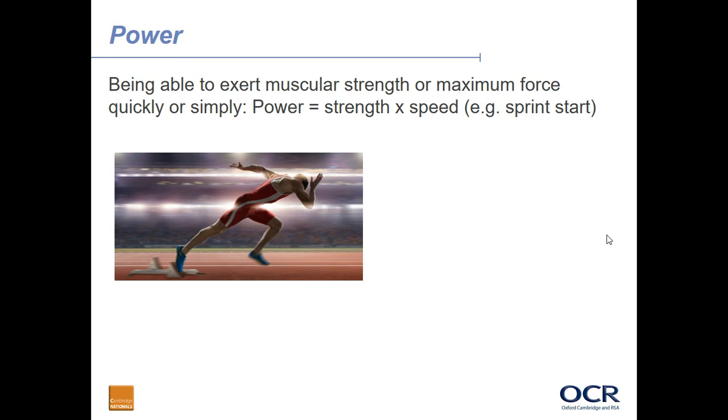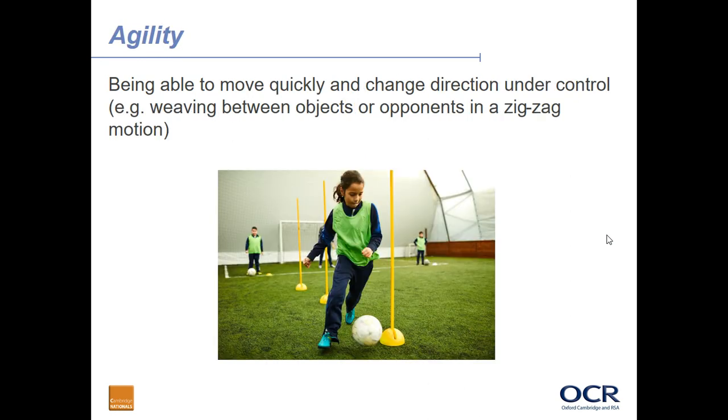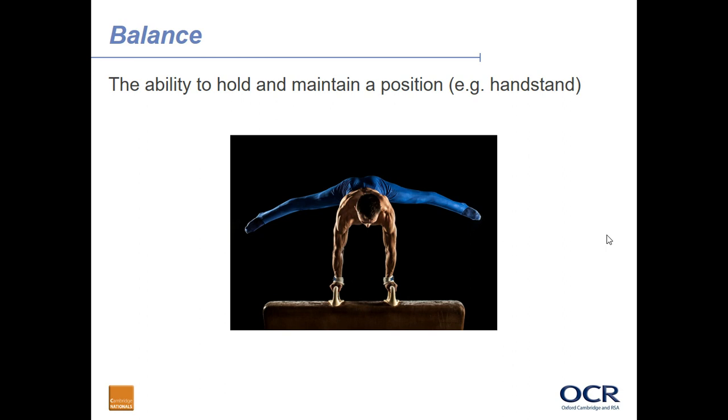Power, which is the combination of speed and strength. Agility, being able to change direction at speed quickly. Balance, being able to hold and maintain a position, and you can get a lot more technical definitions than this. There are different types of balance as well, like static and dynamic. This is an example of a static balance when you're holding yourself in one position and staying still, but dynamic balance could be snowboarding, skiing, skateboarding, where you're having to balance on something without falling off whilst moving.